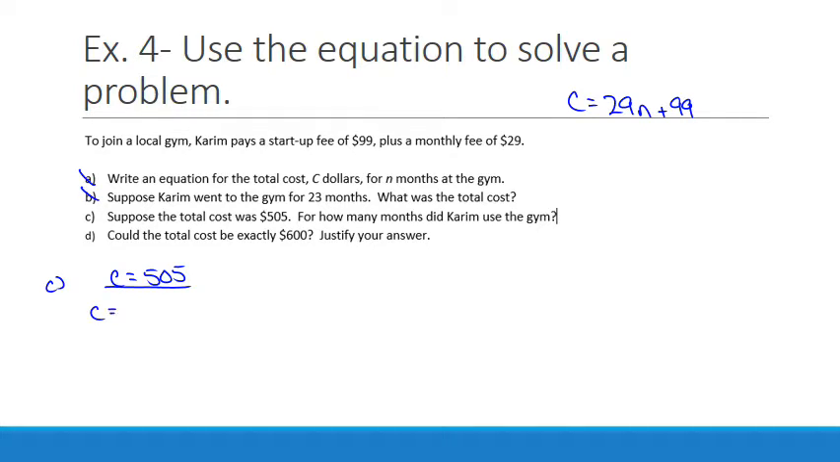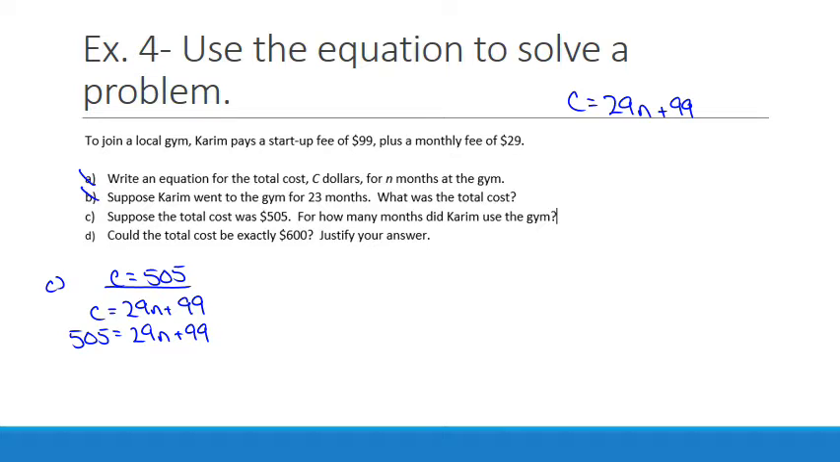So then I'll take my equation, and you're likely already guessing the right thing to do here. I'm going to replace the C with the 505. That leaves me with N. N represents the number of months, and that's what I want to solve for. I want to know how many months he must have been a member for. So 505 equals 29N plus 99.